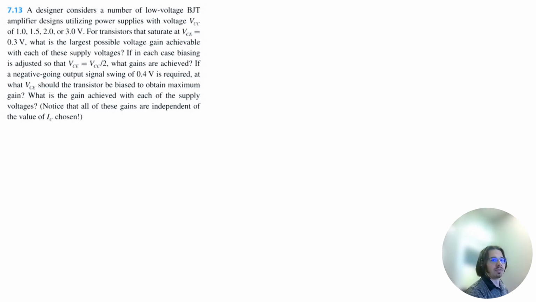Let's solve problem 7.13 for Microelectronic Circuits 8th edition by Sedra and Smith. A designer considers a number of low voltage BJT amplifier designs utilizing power supplies with voltage VCC of all these different values. For transistors, saturate at VCE equals 0.3 volts. We'll ask a bunch of questions.